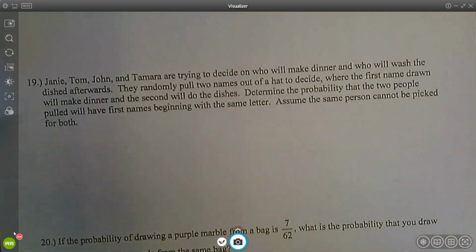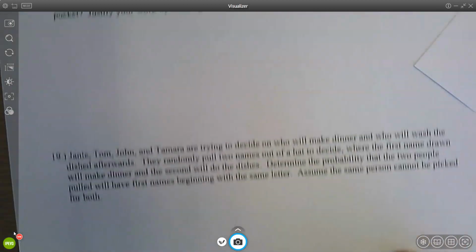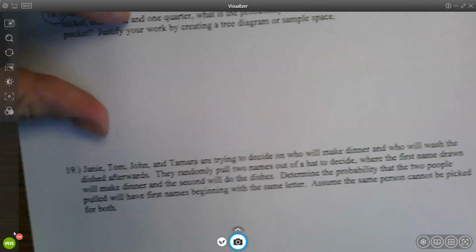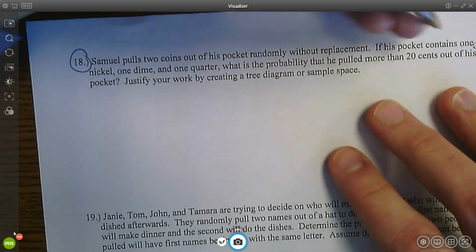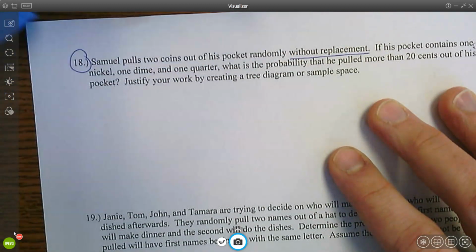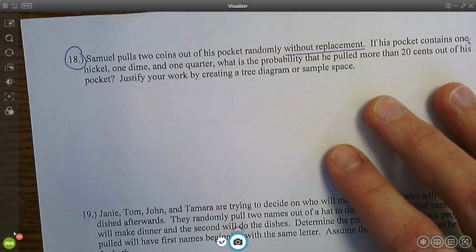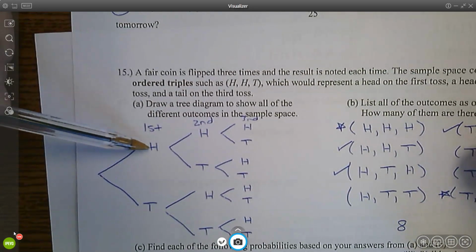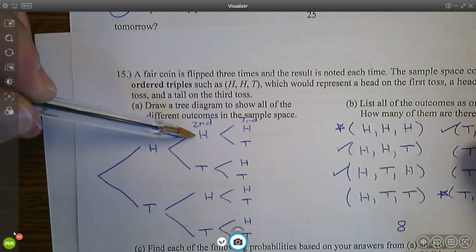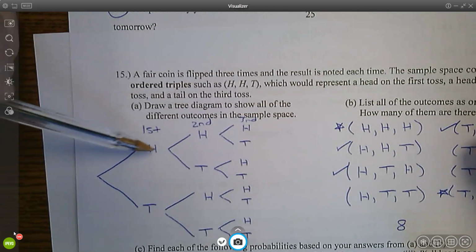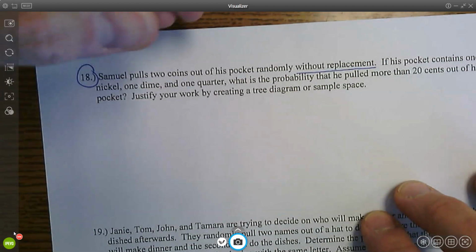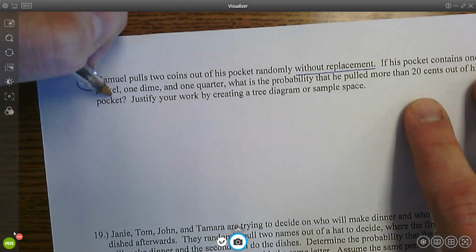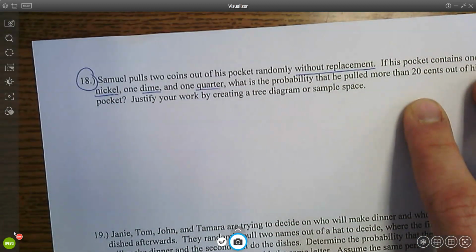Okay, let's look at one more question. If we take a look at page number 8, I want to show you question 18. This has got a slight variation to it. Samuel pulls 2 coins out of his pocket randomly. Here's the slight variation: without replacement. When we just did the coin question, if you flipped heads first, you could still flip heads on the second one. What's going to be different here is once he picks one coin, he's not going to be able to pick that coin again. So in his pocket, it has 1 nickel, 1 dime, 1 quarter.